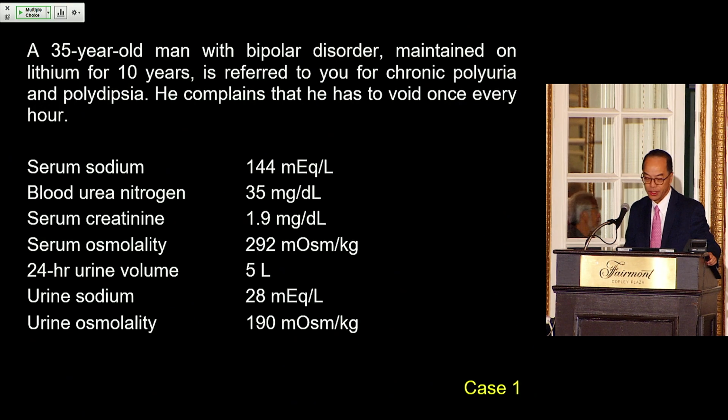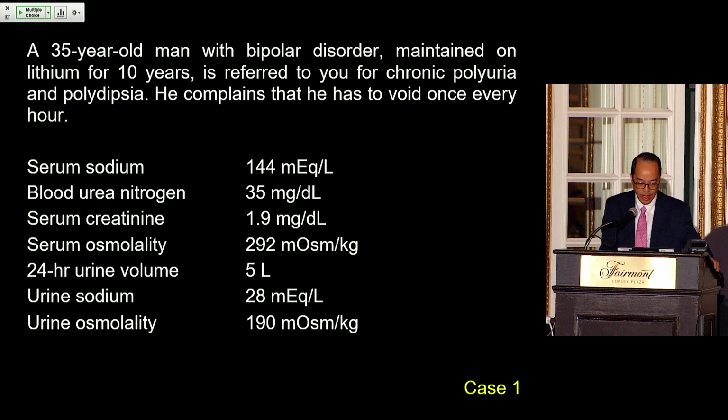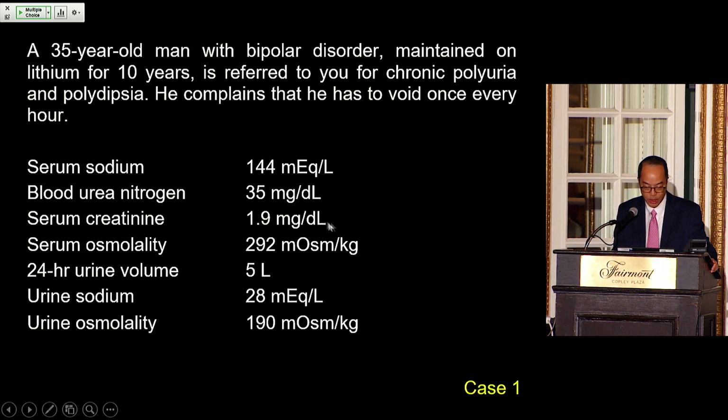I have no disclosures. So the first case is a 35-year-old man with a bipolar disorder maintained on lithium for 10 years who's referred to you for chronic polyuria and polydipsia. He complains he has to void once every hour. His serum sodium is 144, creatinine is 1.9, osmolality 292. He's making 5 liters of urine with a urine sodium of 28 and a urine osmolality of 190.